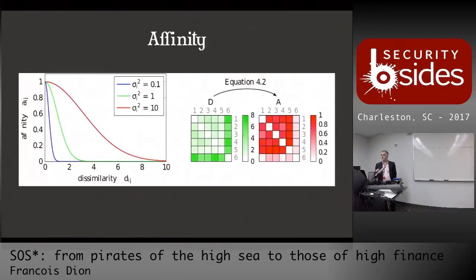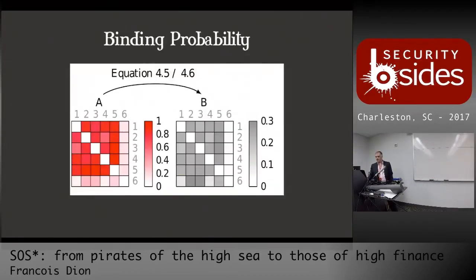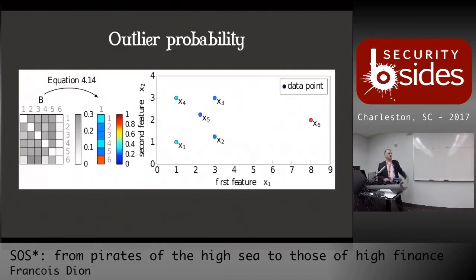The affinity itself, though, is not. So that's a little bit different. And that's where a lot of the work was done on that research, is how to go from that dissimilarity to that affinity. And then binding probability. So for each of these, how likely am I to be a neighbor of this other data point? And so that's basically it, but that's not useful in the matrix form for us. What we need in the end is the outlier probability.